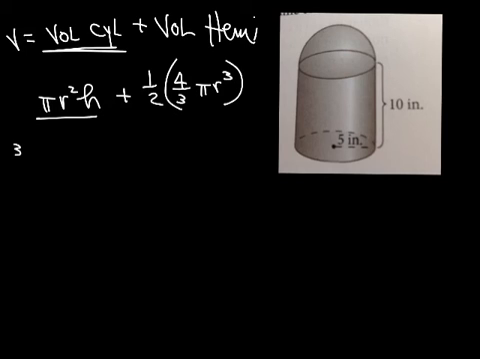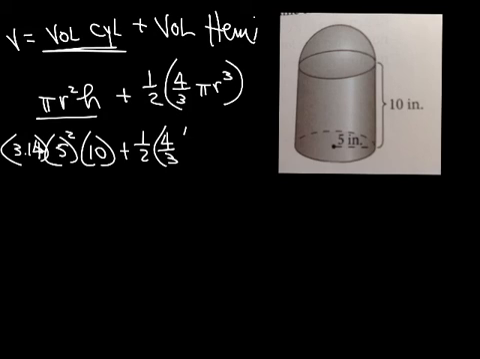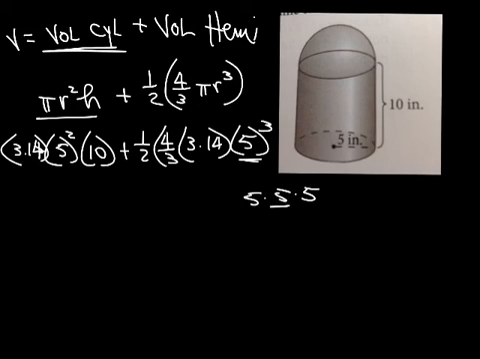So this is going to be 3.14 times our radius squared times our height, and then we're going to take 1/2 times 4/3 times 3.14 times again our radius, but this time our radius is going to be cubed. So radius cubed is going to be 5 times 5 times 5, which is 5 times 5 is 25, times another 5 is 125. So we're going to do the math, add those together, and have our volume of that. I guess it kind of looks like a bathroom trash can or something.